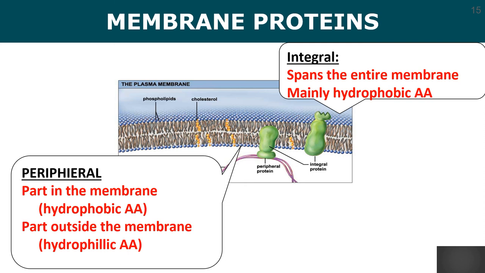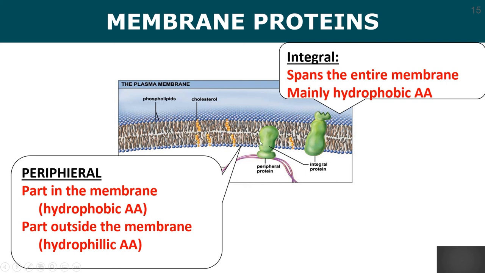So membrane proteins come in two main classes. Integral, which means it's going to span the entire membrane. And because, remember, this is hydrophobic in here, it's kind of oily, the integral proteins are mainly made of hydrophobic amino acids. And we also have these peripheral proteins that are either partially embedded in the membrane and have some region sticking out.